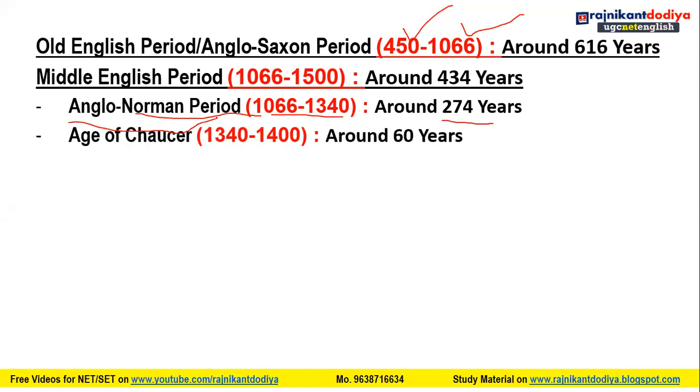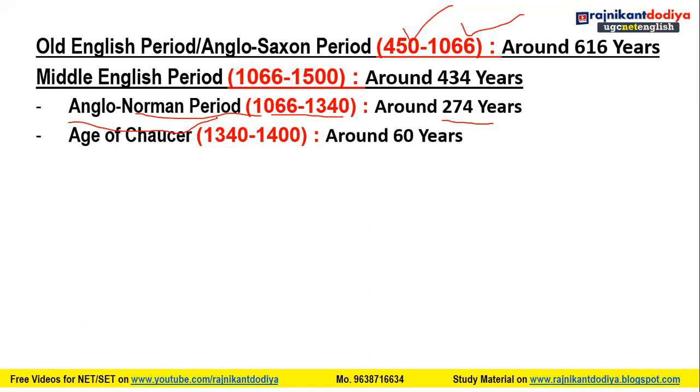The age of Chaucer was between 1340 to 1400s. So friends, it is covering the time around 60 years. So particularly the timeline of Chaucer, in which time Chaucer lived. Okay, and Chaucer was the great poet of all time, as we all know, and he started the tradition of writing poetry in the English language.